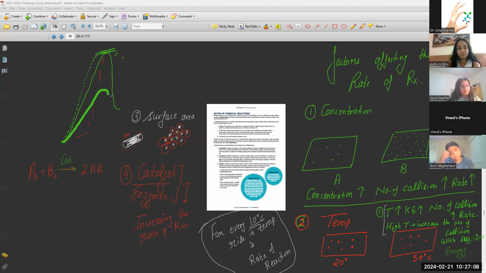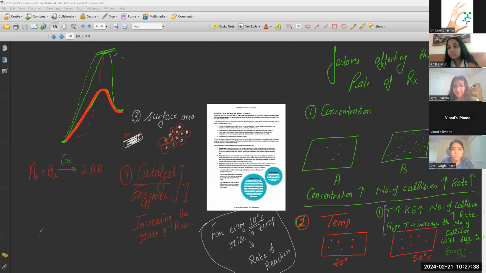Remember that. Can you see this green line? Let's make it red. This is in the presence of catalyst. Now tell me, which one is the faster rate, the red or green? The red. Why? Because it has a lower activation energy, then it will make it faster.